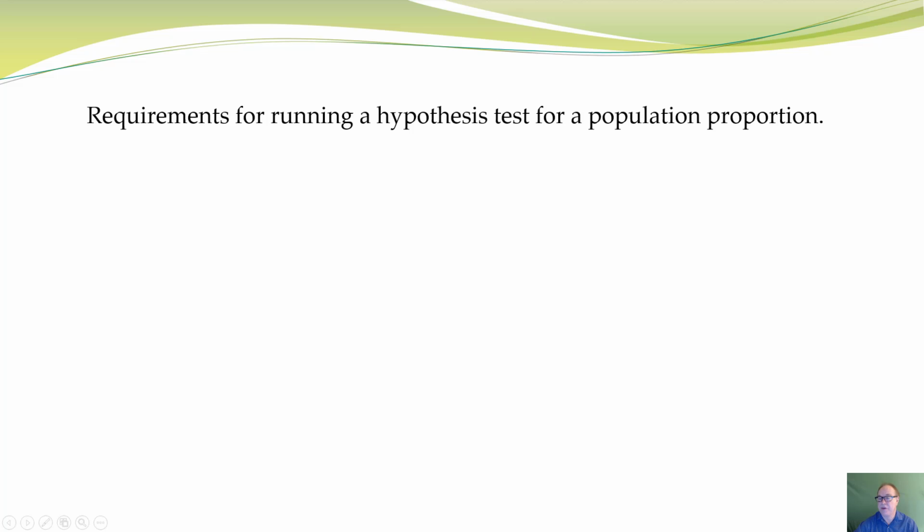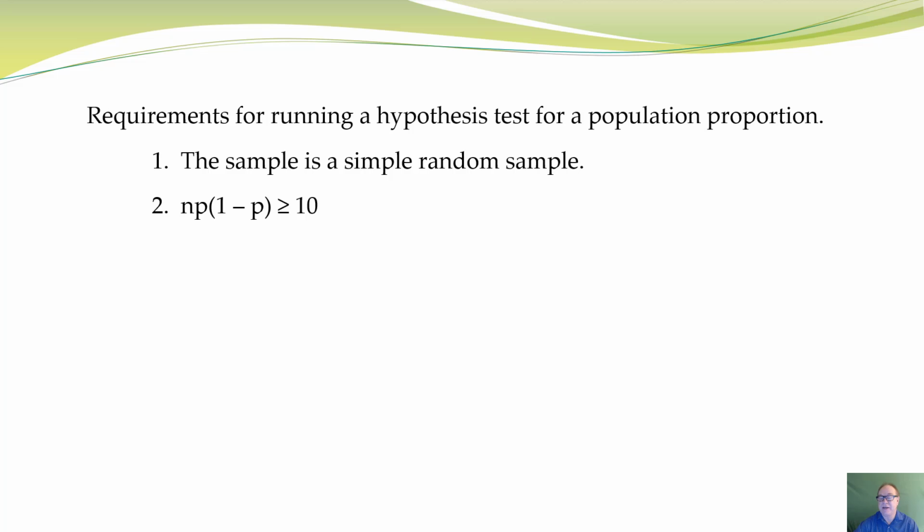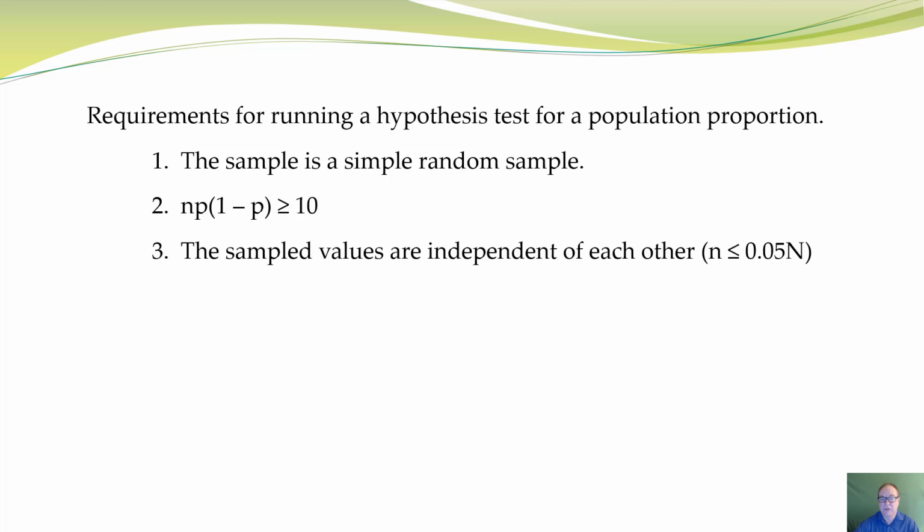Requirements for running a hypothesis test for a population proportion. This is similar to what we did last chapter. The sample is a simple random sample. n times p times the quantity 1 minus p has to be greater than or equal to 10. The sampled values are independent of each other, which means the sample size is less than or equal to 5% of the population size. Those three requirements must be met to run a hypothesis test for a population proportion.